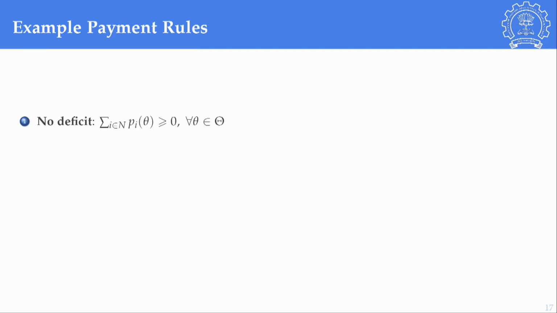Just to finish the discussion about the payment rules, we have different payment rules. So no deficit is saying that the sum of the payments, the amount of money the mechanism designer is collecting, cannot be negative. If that is negative, that means the mechanism designer is pumping money into the system, subsidizing it, or running into some deficit. That is not a desirable thing. So no deficit is a desirable thing. The no subsidy property says that none of the agents will be paid back. They will always pay the mechanism designer; nobody will be subsidized.